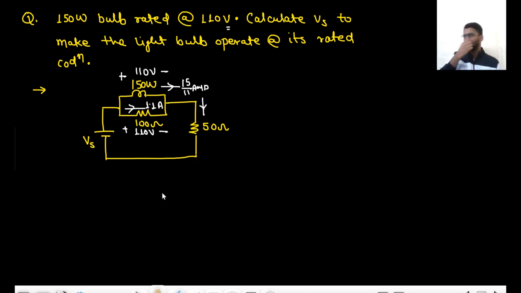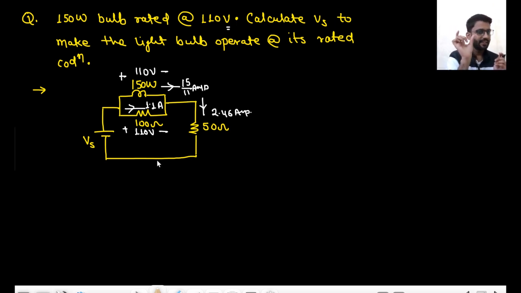So what will be the current here? The addition of both of them. So I need to bring the calculator. Let me bring the calculator. Basically from here 2.46 current is coming. Did you understand how I wrote 2.46? 15 by 11 plus 1.1.